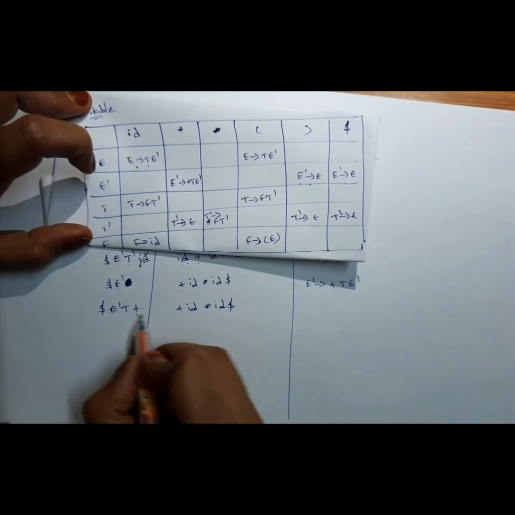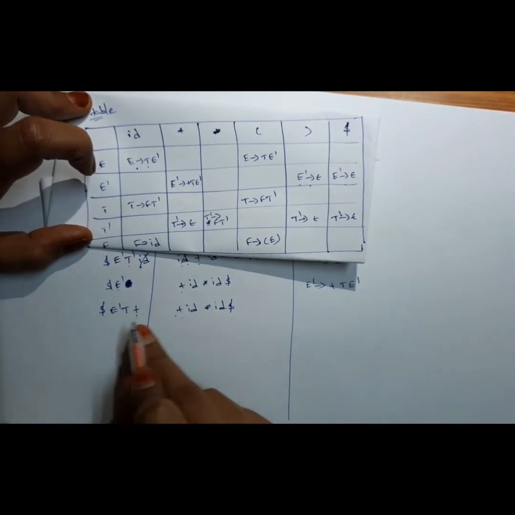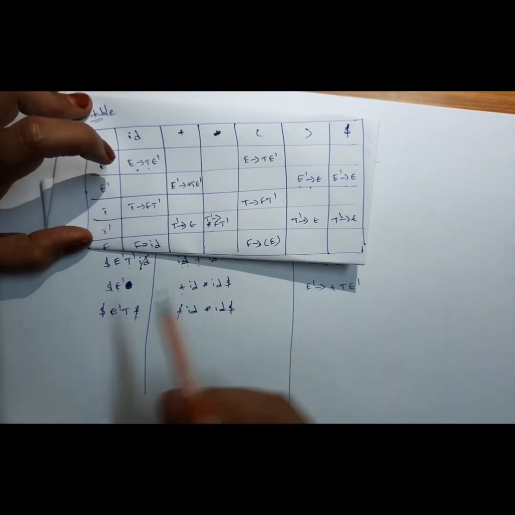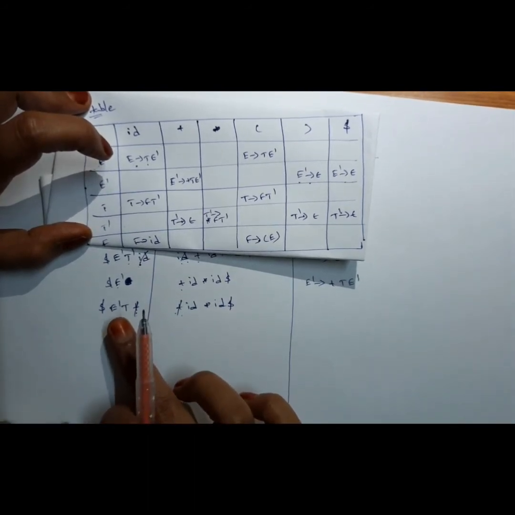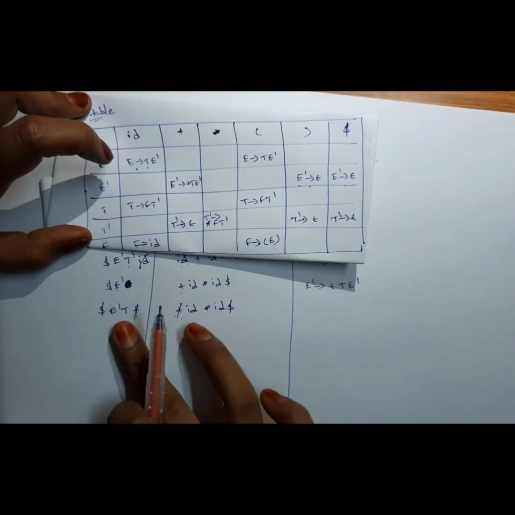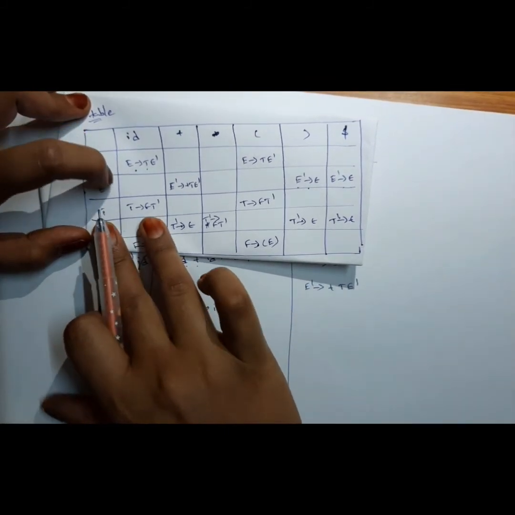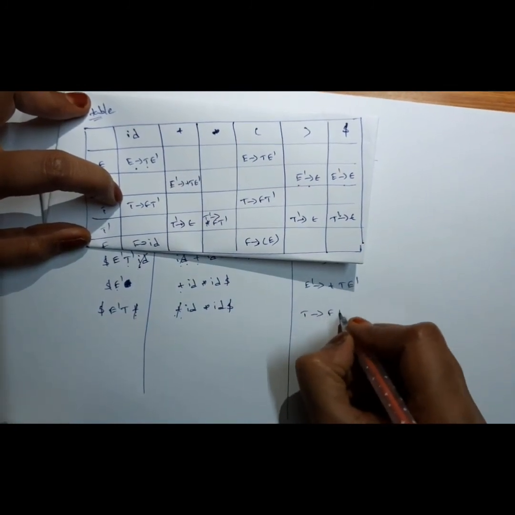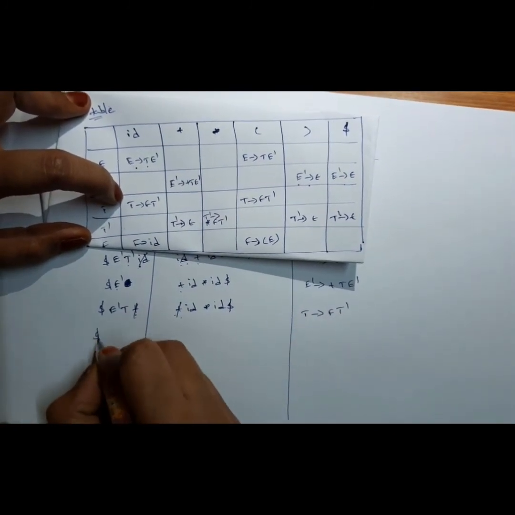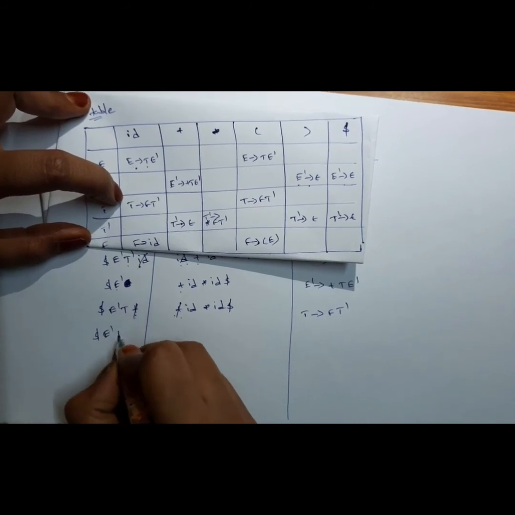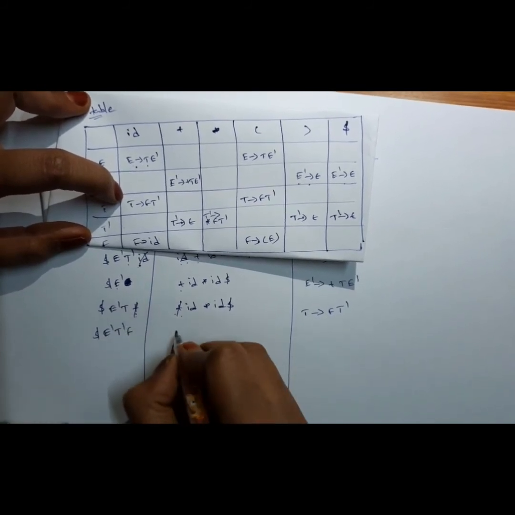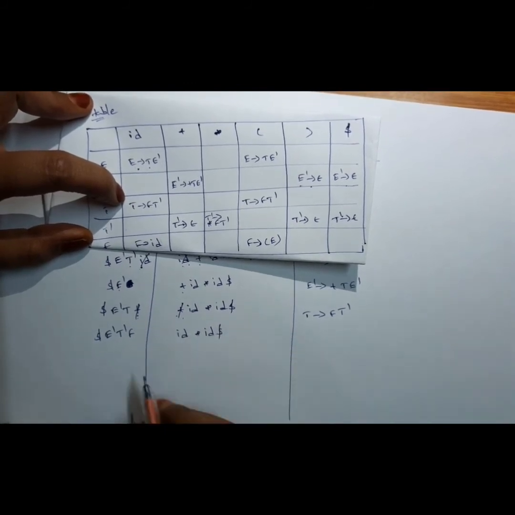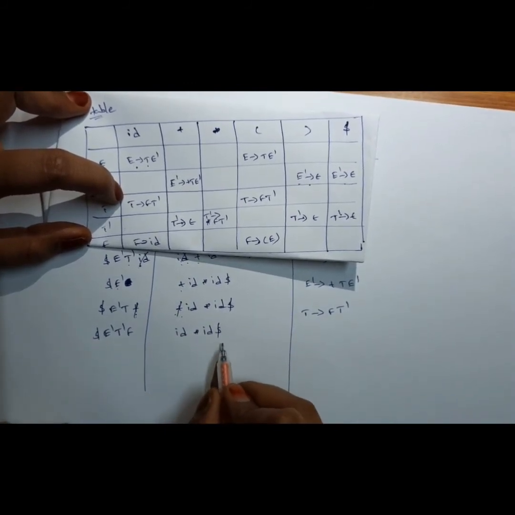Here we are having the same values in the stack and the input string, so I'm striking off these two values. Now we need to check T on ID. T on ID, we are having a production T represents F T dash. I am replacing T with T dash F. The remaining string is ID star ID dollar.